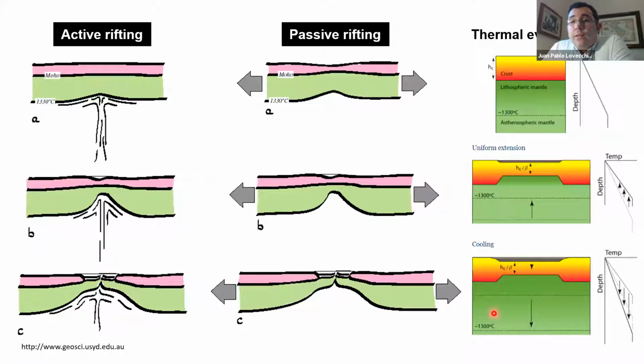So what does the thermal evolution of these basins look like? If this is the initial state with a 1300 degrees Celsius isotherm marking the top of the asthenospheric mantle, during rifting the 1300 degrees Celsius isotherm is going up. So there's heating, there's increased heat flow here at the surface.